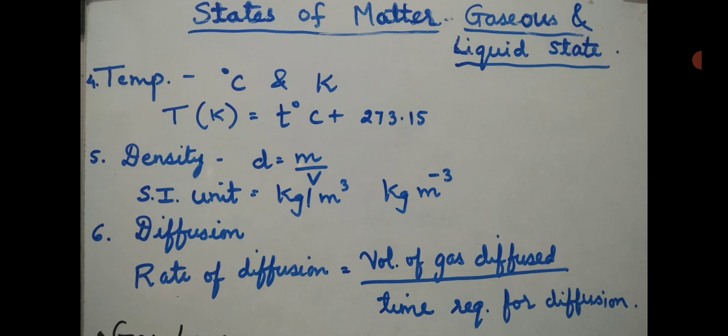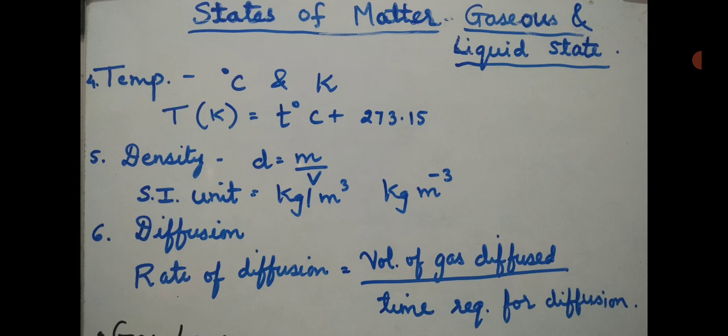Next measurable property is density. Density has formula mass upon volume. You can calculate the density by using the formula mass upon volume. So from the formula you get the SI unit as kg per meter cube, that is kg m raised to minus 3. Next very important property of gases is diffusion.